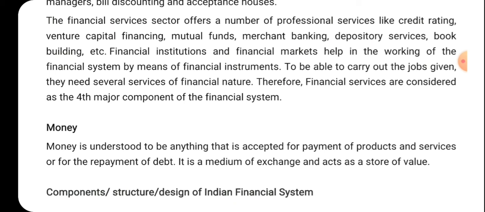So money is the most important element of financial services, because without money there is no existence or there is no worth for the financial system. Money is the basic element on which the whole financial system works. Therefore money is the most important element of the financial system.